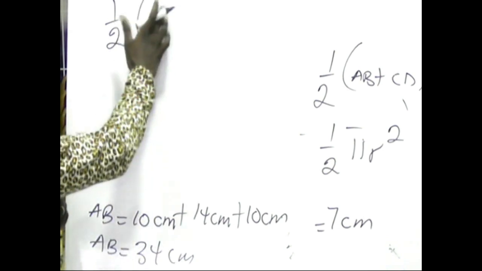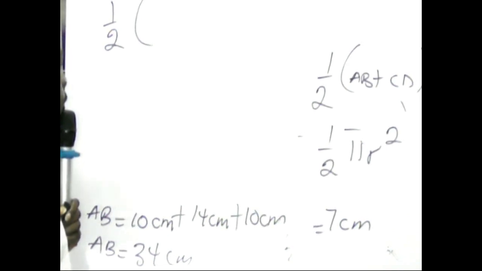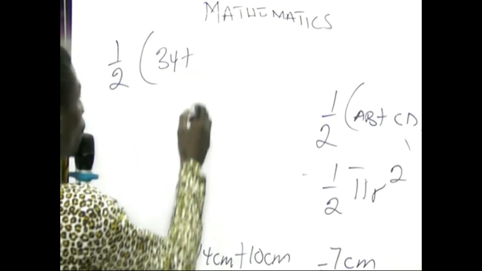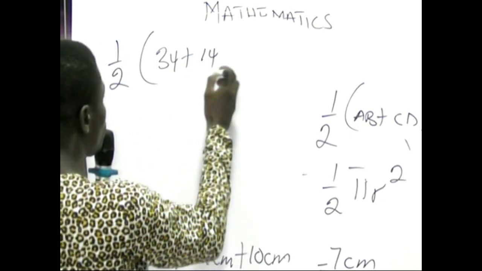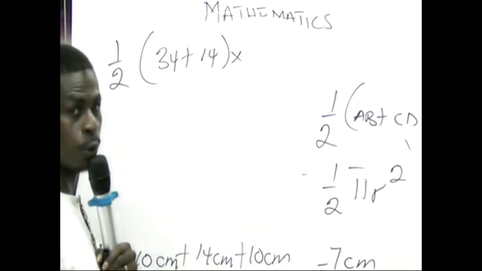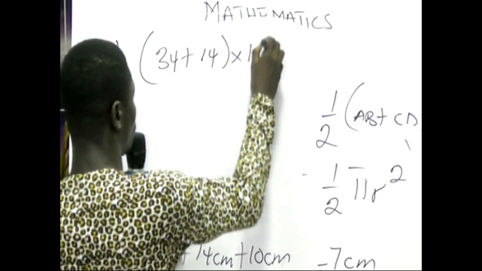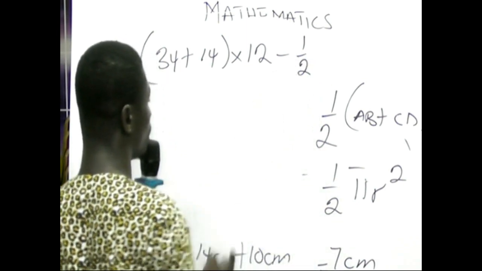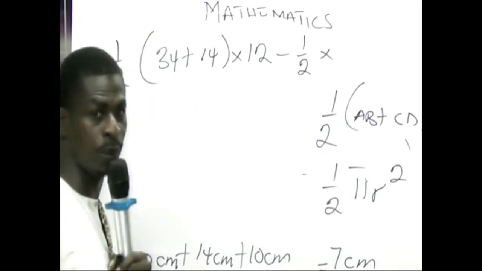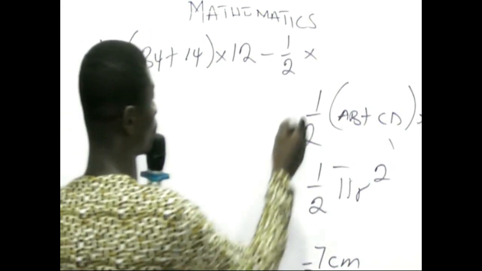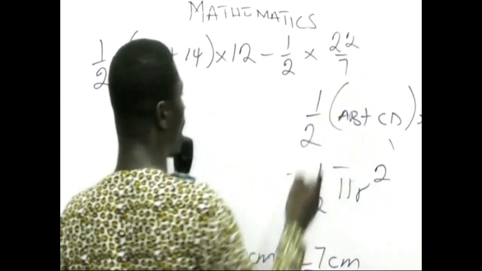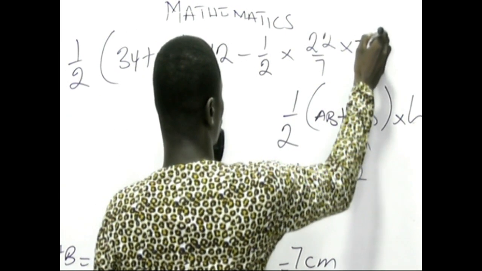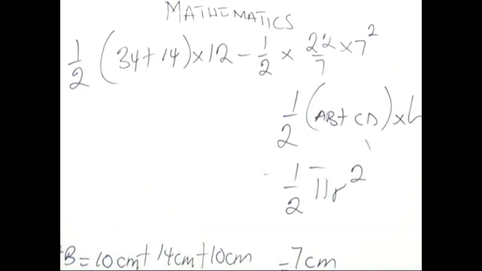And so that is that. We are going to put it back into the formula. And so our AB is 34 plus our CD, which is 14. Our height, as it was seen, is 12. Minus, we have half, then times our pi, which was given to be 22/7, and our radius was calculated to be 7 centimeters. So you have 7 squared. So we do our substitution.